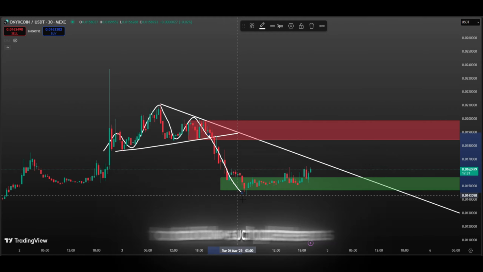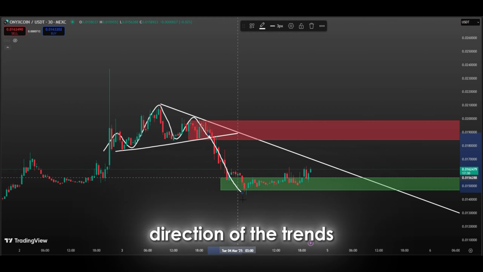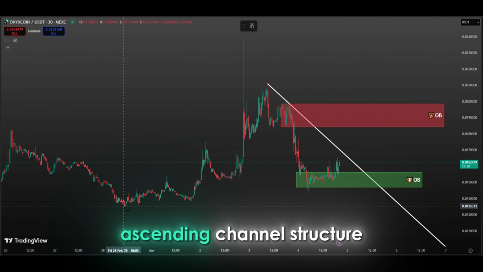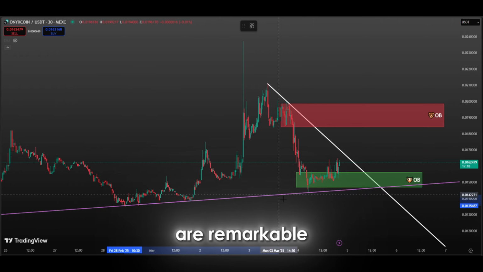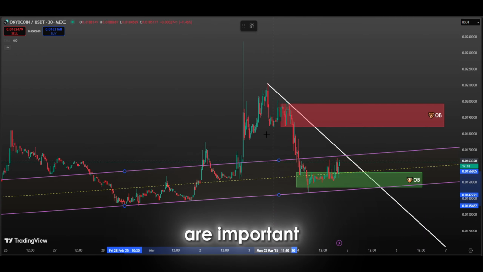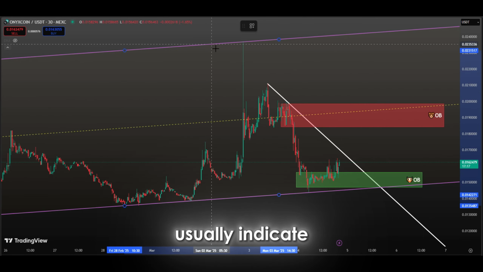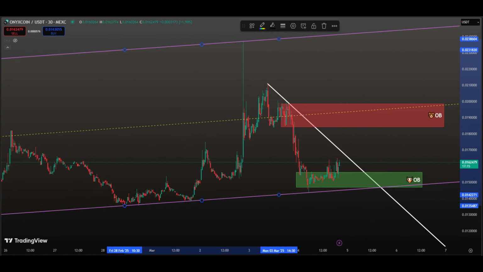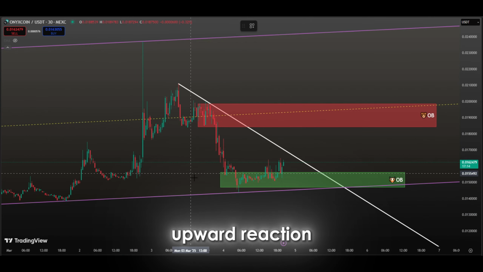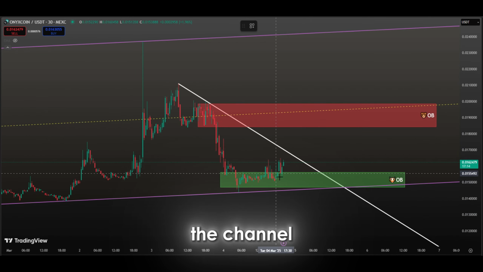It is necessary to follow such patterns so that we can learn the direction of the trends. There is a prominent ascending channel structure on the chart, and price movements within this channel are remarkable. Ascending channel patterns are important technical structures that usually indicate that the price is moving in an uptrend and may continue to do so. Currently, the price is experiencing an upward reaction after touching the lower band of the channel.